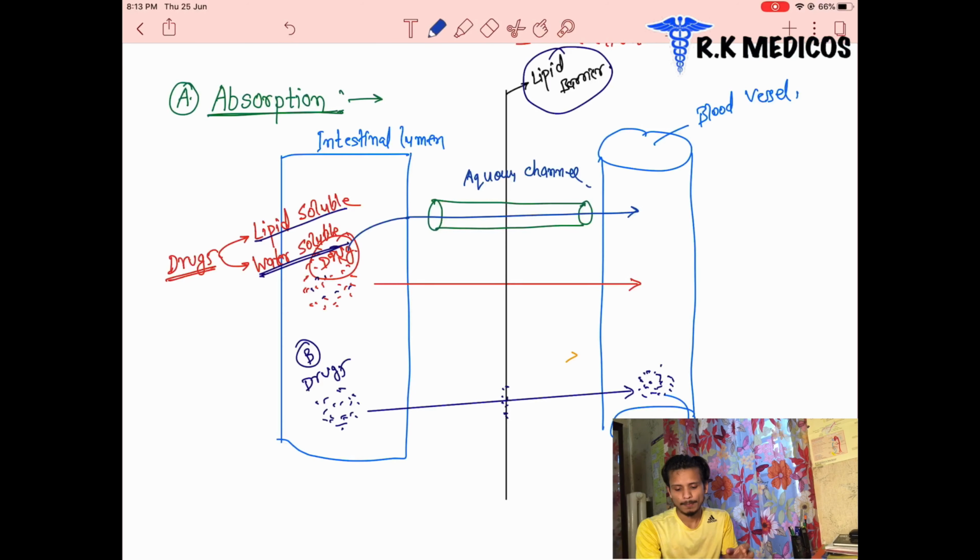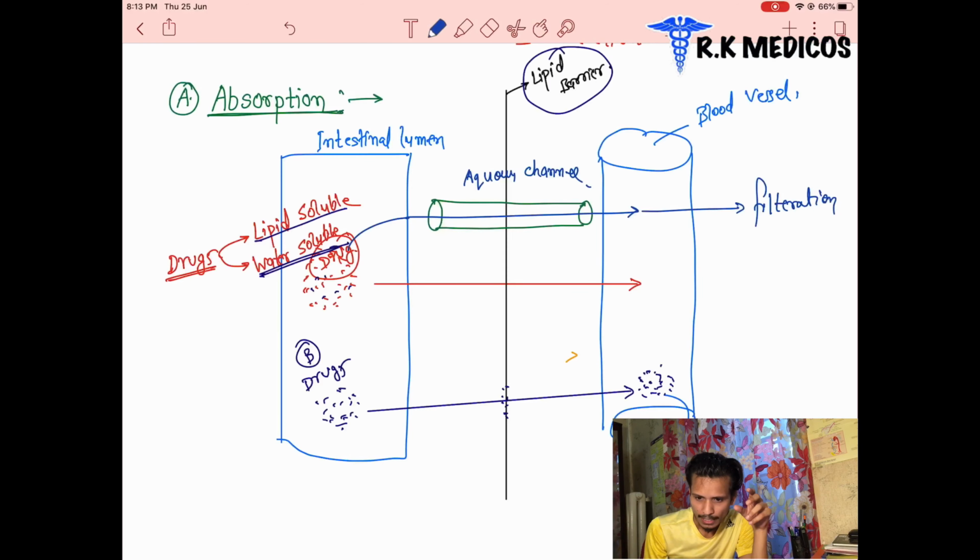There are two types of movement, for lipid soluble and water soluble drugs. Lipid soluble drugs move through the lipid, being soluble in it, but water soluble drugs are insoluble, so they do not cross by themselves. For them there is a requirement of a special type of carrier proteins, the aqueous channel proteins. The tunnel is required for their movement, and this movement through the tunnel is called filtration. Here the movement is called passive diffusion.